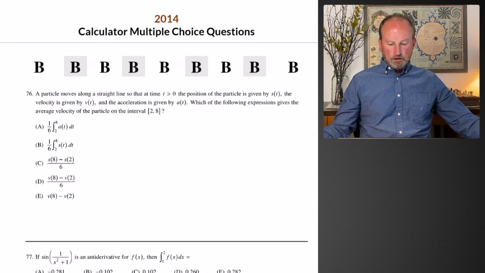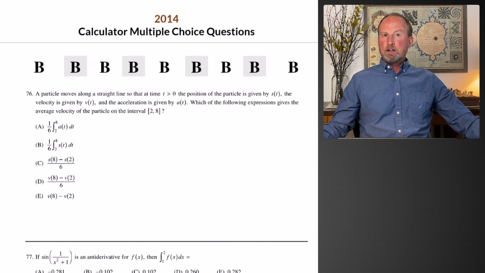So question 76, we have a particle moving. We have definitions of equations for S, for V, and for A. So the position, the velocity, and the acceleration. The question we're looking for is the average velocity. So when I hear the word average, I'm thinking a couple different options. We have average value, and average rate of change. So which one are we looking at? Average velocity. It could be average rate of change.